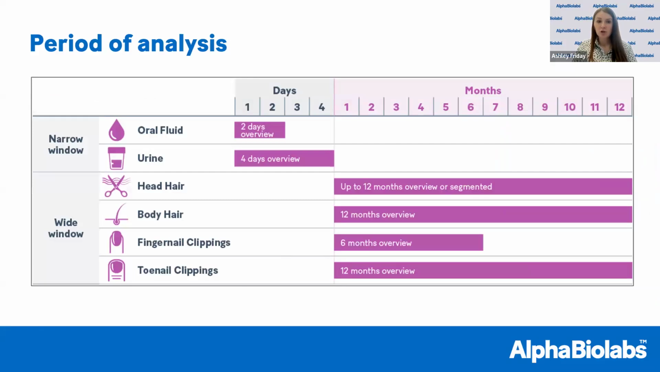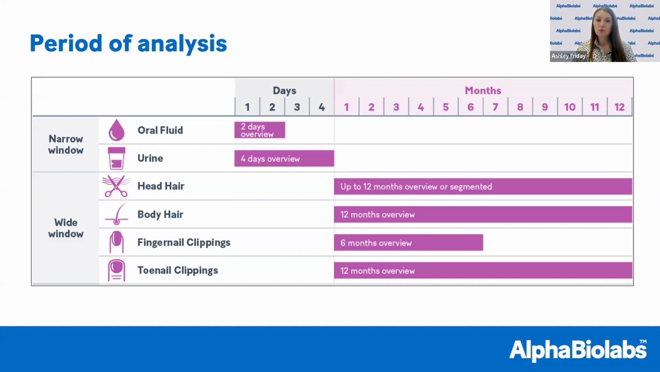These are the testing options we've just spoken about, but set out in a table and easier to read format. So you've got your narrow window at the top, which is your oral fluid and your urine testing, and then that wider window of detection for the other samples that we discussed.